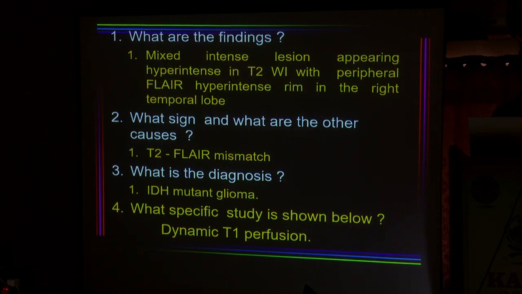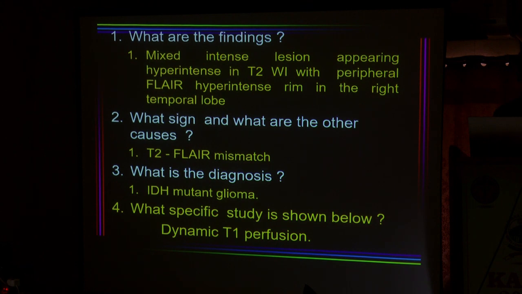So this is the lesion that was described, and this is the T2 FLAIR mismatch. This is an IDH mutant glioma, and that is a dynamic T1 perfusion. It is not a DSC perfusion study. The other cause for the T2 FLAIR mismatch, which has been described, is in some other brain tumor. What is it? Anybody knows? Yeah?